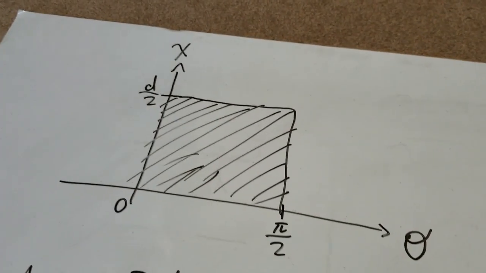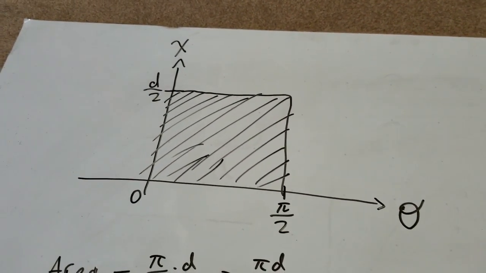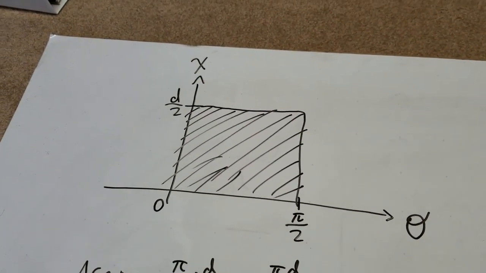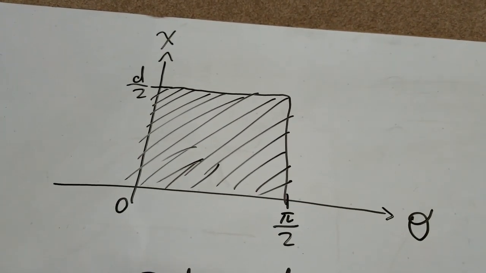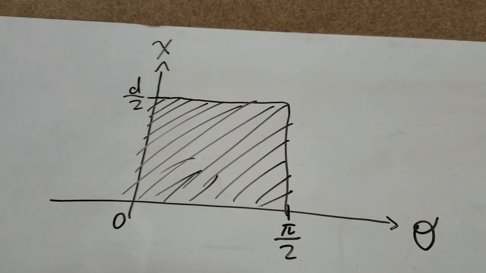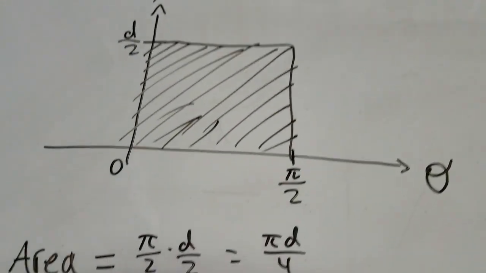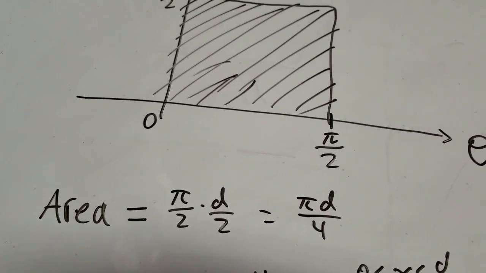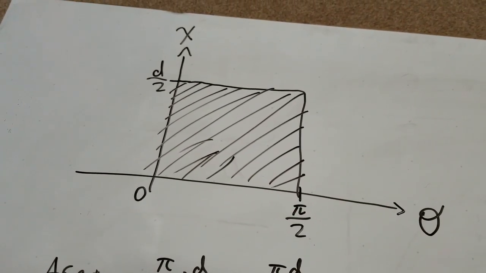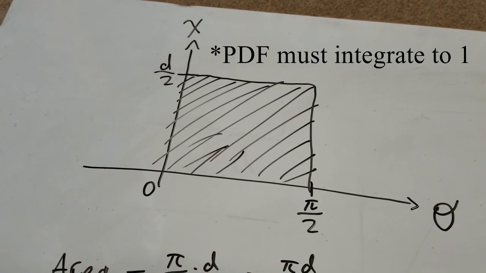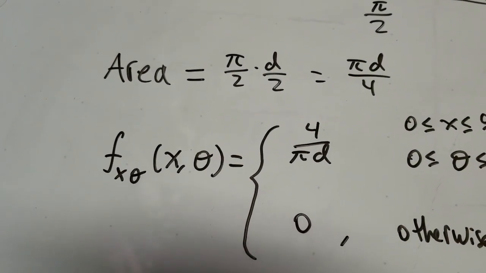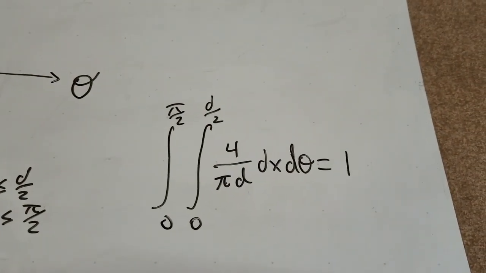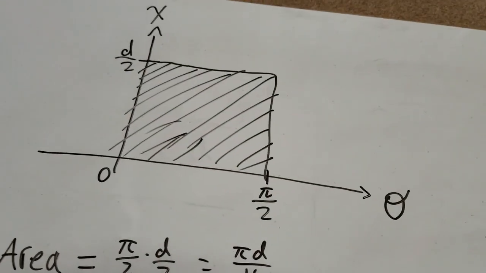So here's another good way of looking at the joint PDF. So here we have a 2D graph of x and theta can be between 0 and pi over 2, and x can be between 0 and d over 2. And the total area of that are the two side lengths multiplying, so that's pi d over 4. And since the area must integrate to 1, the PDF is 1 over that, so it's 4 over pi times d. And as you can see, this integral here becomes 1, so it's a valid PDF.